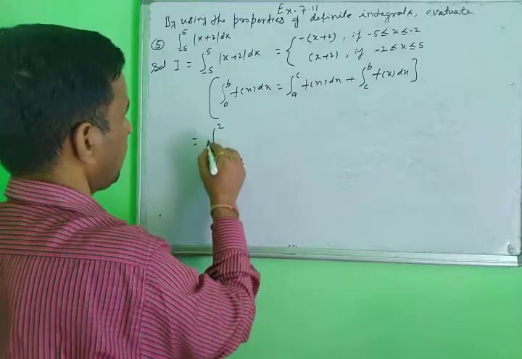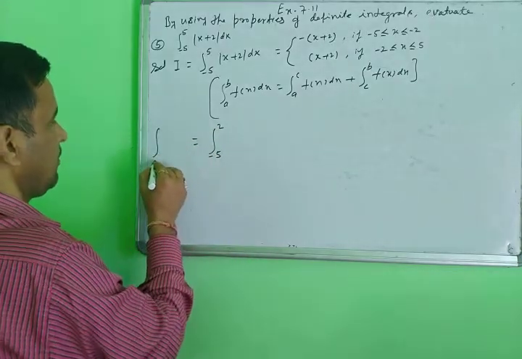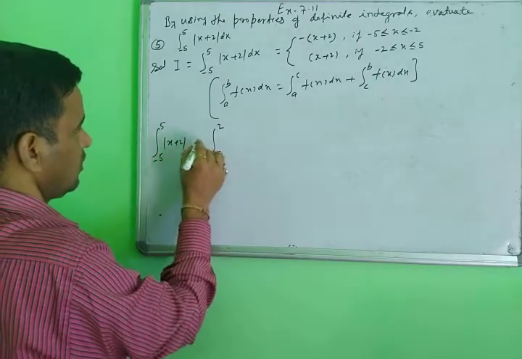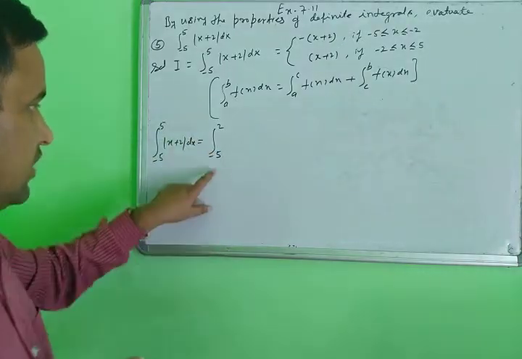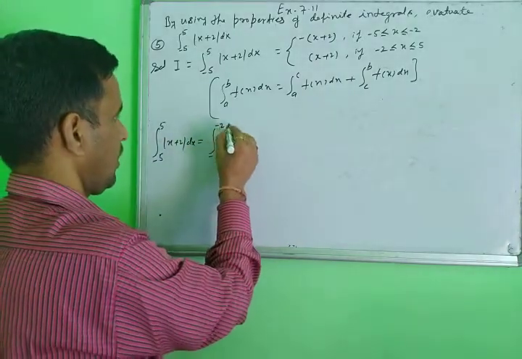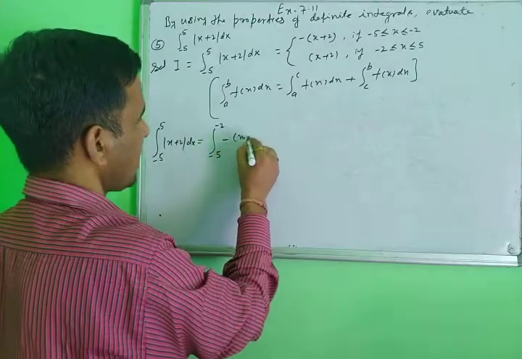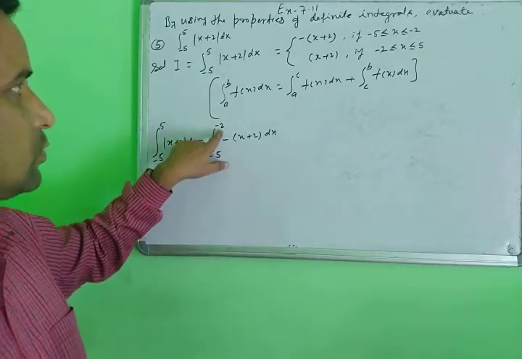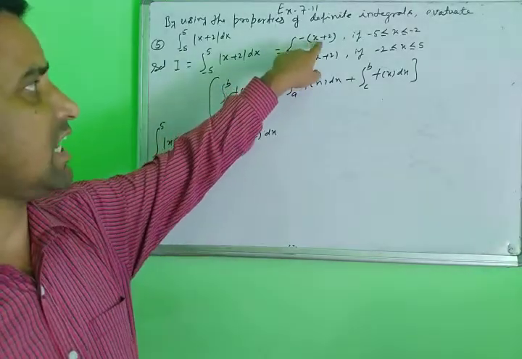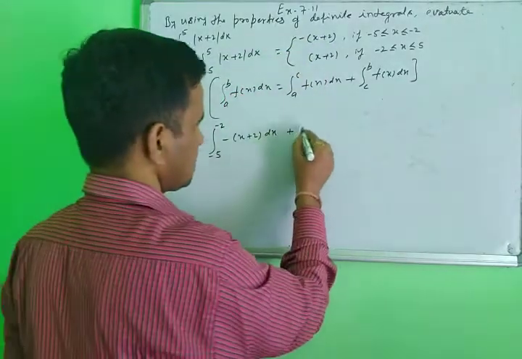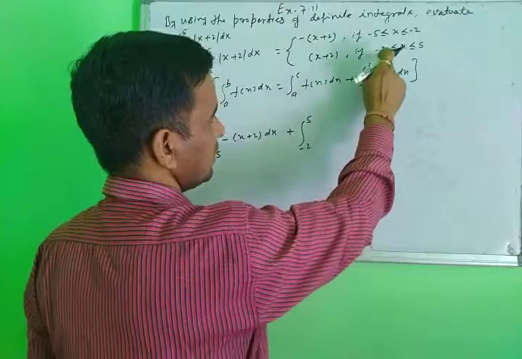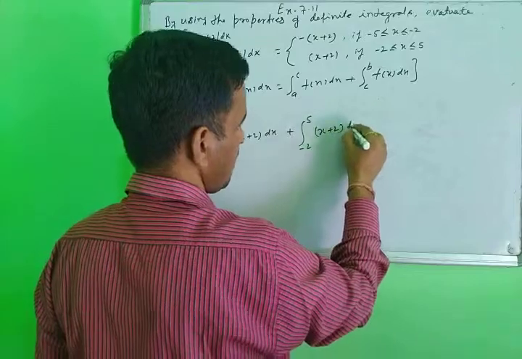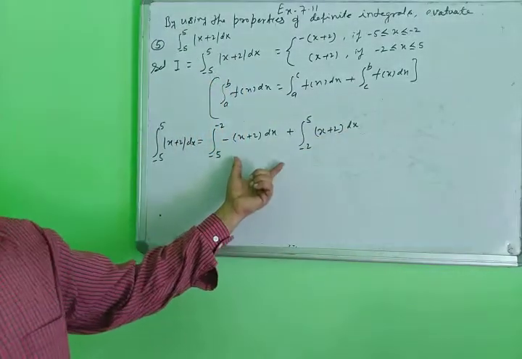Find the value of the integral from -5 to +5 of |x + 2| dx. First, from -5 to -2, what function do we use? -(x + 2) dx. When the limits are -5 to -2, the function is -(x + 2), and when the limits are -2 to +5, the function is (x + 2) dx. Then you will solve this question and get the answer.